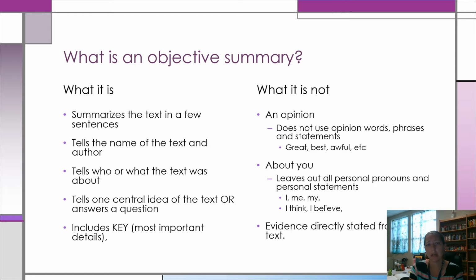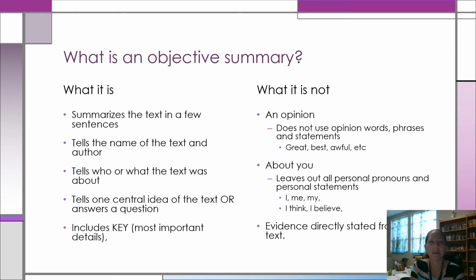So that's important. Now, here's the other part of an objective summary. You cannot have your opinion in an objective summary, okay? You cannot be about you, so you have to leave out all those personal pronouns. You don't need to say I think or I believe. The fact that you're writing it already means that you think it or you believe it. So you don't have to put those phrases in there. Just leave those out, okay?